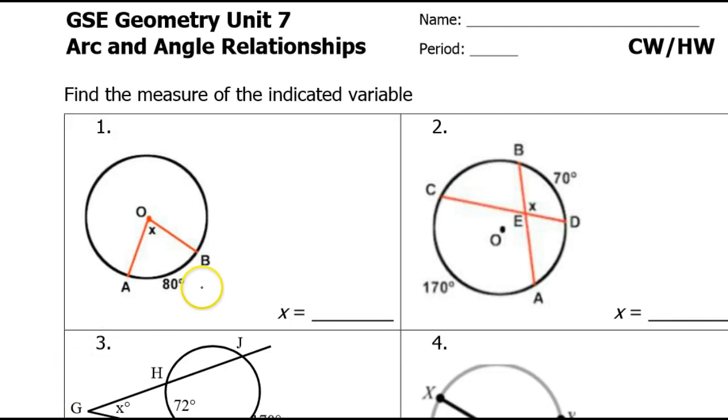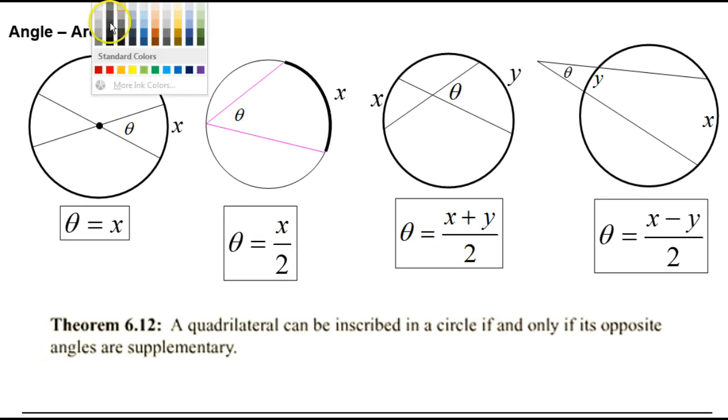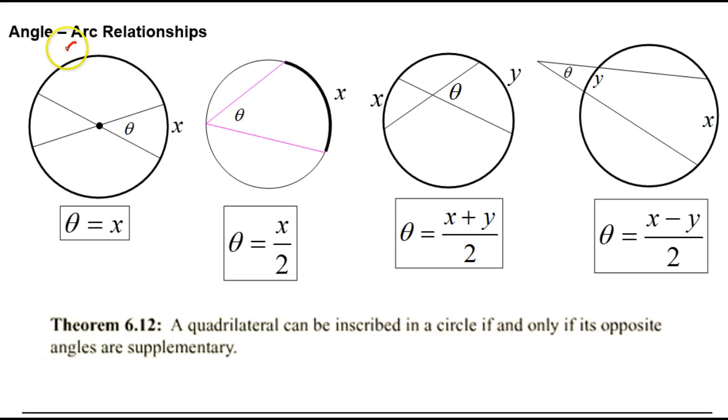In this video, we will review the relationship between angles and arcs of a circle. There are four situations that we have learned about. Sometimes the vertex of the angle is at the center of the circle, and in that case, the angle is equal to the arc.